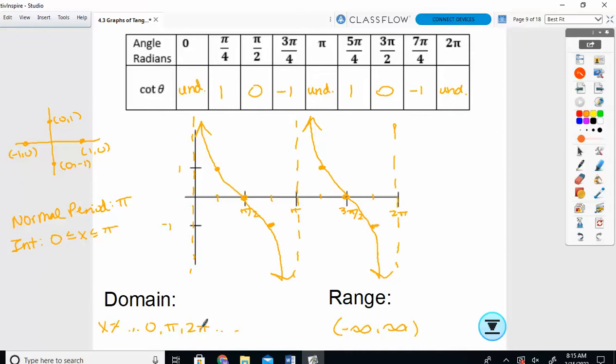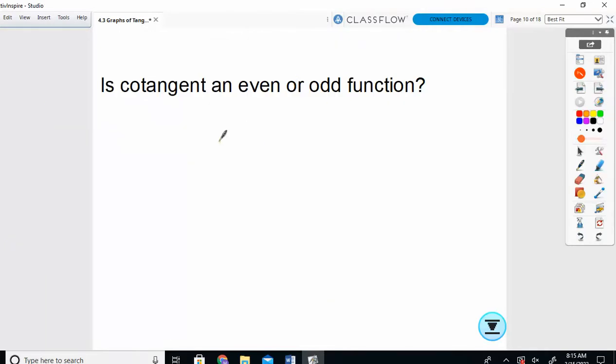Okay, would this one be even or odd? Even. So it might help if I drew it on the other side. So we just keep following the pattern, right? So even means if you flip it over the y, it overlaps itself. Odd requires 2 flips, so this is another odd function. So cosine is the only even function we have so far. So odd means if you have a negative on your angle, you can just take that negative out in front.